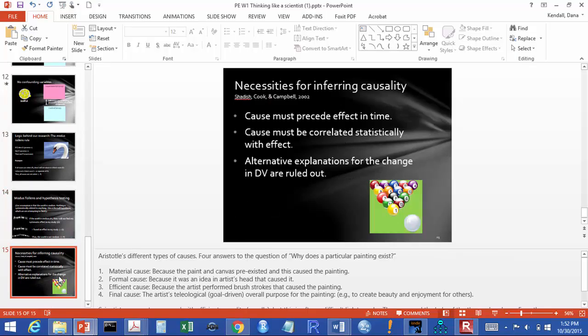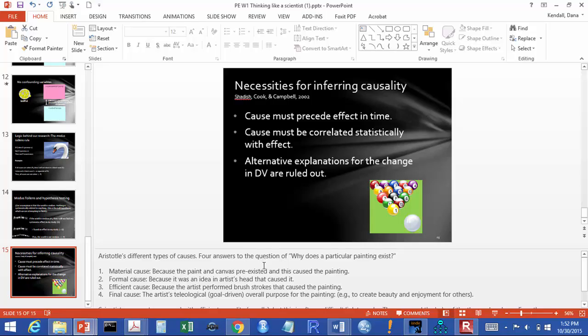All right, we are finally coming to the end. Necessities for inferring causality. Please know these three. I think we've gone over them before in various classes. But SCC give us these as a guideline for thinking through with our clients what's causing what. Okay, so the first one, cause must precede the effect in time. So the effect cannot come before the cause temporally.